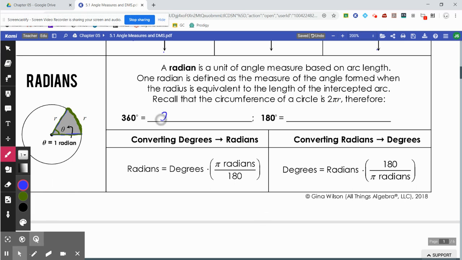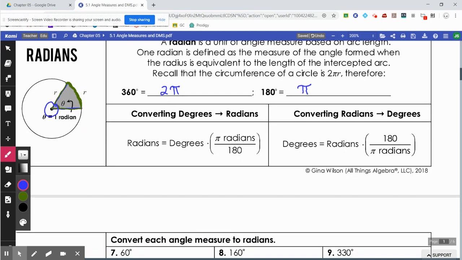360 degrees is equal to 2 pi radians. If you were to start here and go all the way around, the angle measure formed by that would be 2 pi radians, 360 degrees. 180 degrees is equal to pi. Since 2 pi is 360, then 1 pi would be half of that, which is 180.